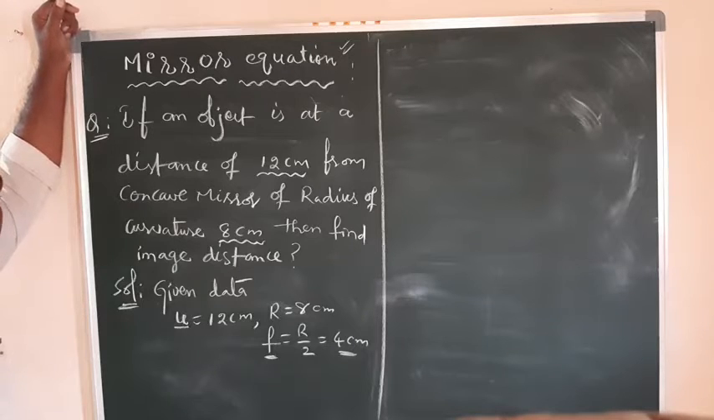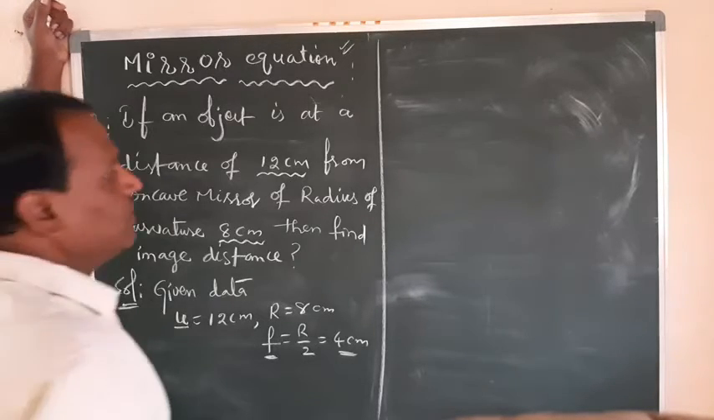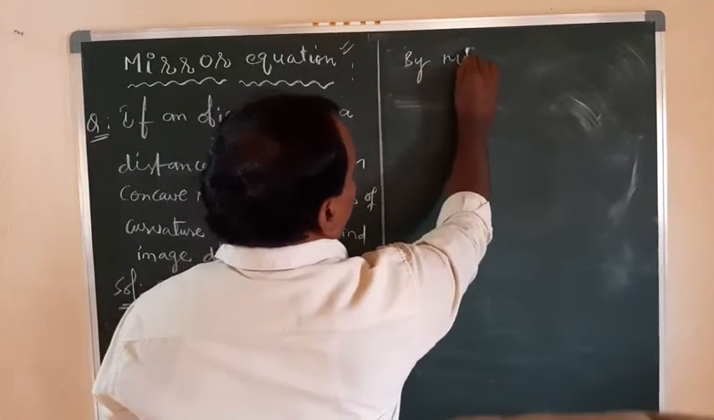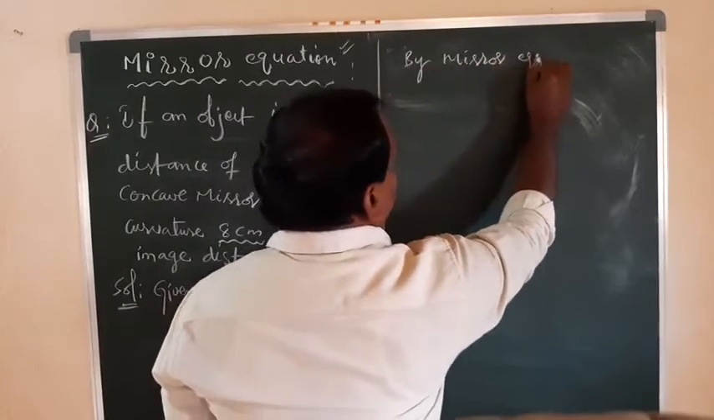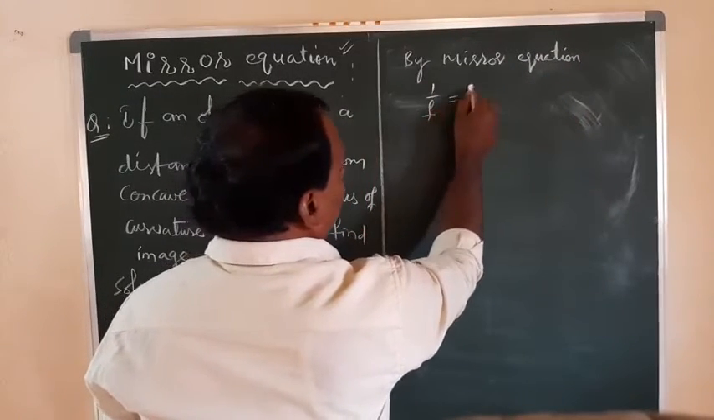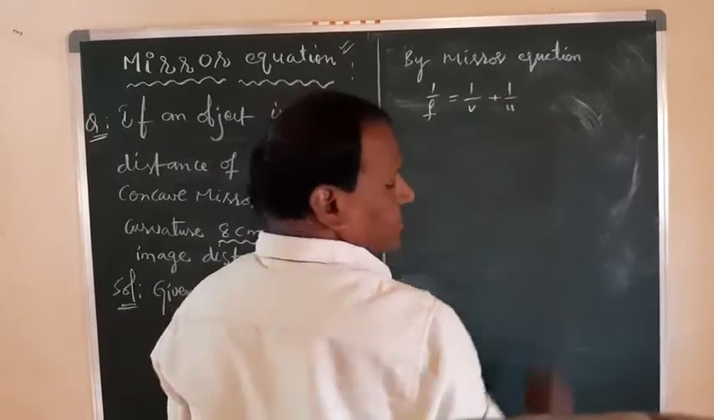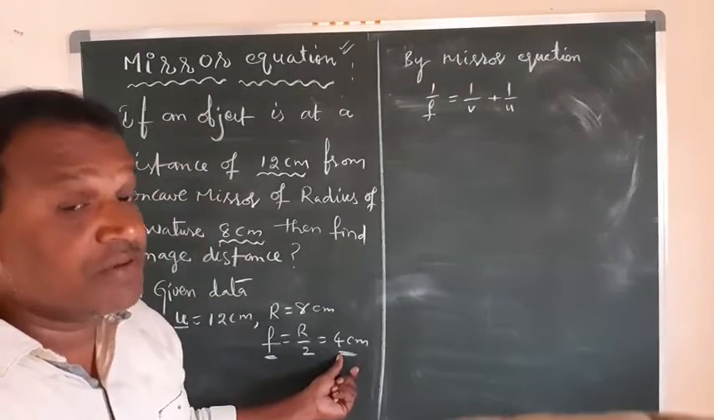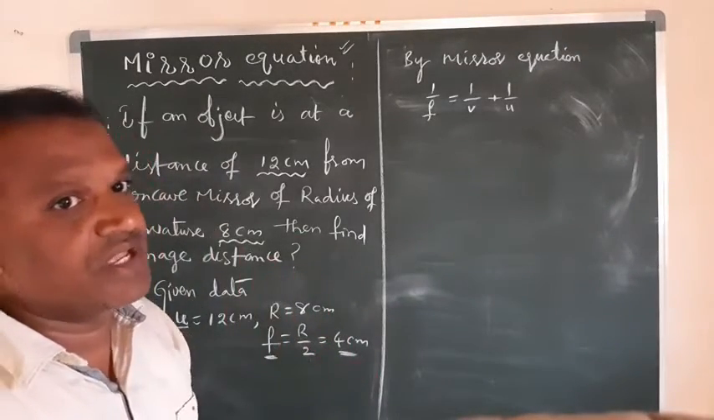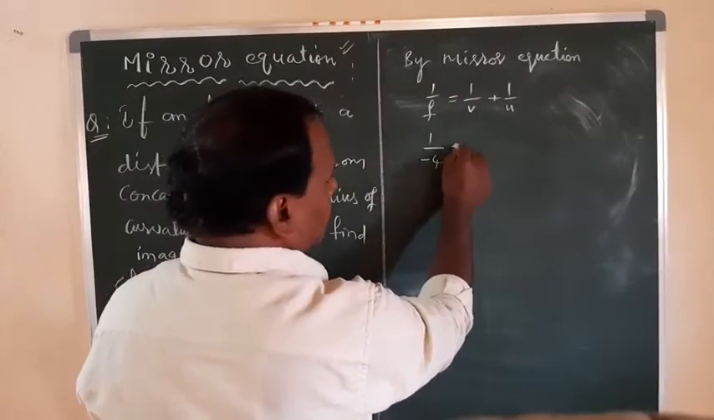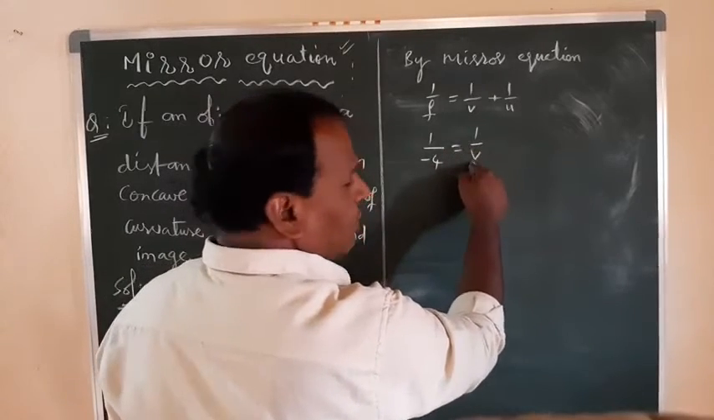And while using that, you have to apply the sign convention. Sign convention, right? So what is that? By the mirror equation, 1 by f is equal to 1 by v plus 1 by u, isn't it? Now f value is how much? It is 4 centimeter, but it is measured to which side? Opposite direction of ray, so it is minus. So I am writing 1 by minus 4 is equal to 1 by v, only v we have to calculate.